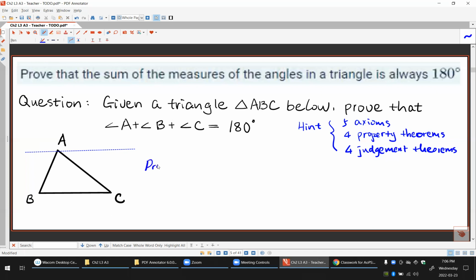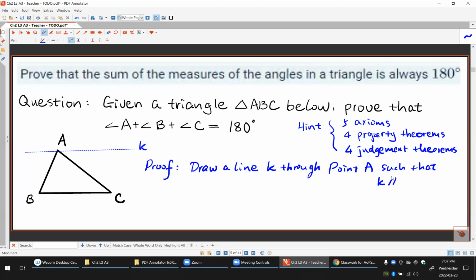So let's say proof. We can draw a line. Call it K. Draw a line K through point A such that line K is parallel to segment BC. So why should I do this? Because so far we have only learned the property theorems or judgment theorems regarding the parallel lines, right? So the best way I can prove this problem is to introduce some parallel lines.